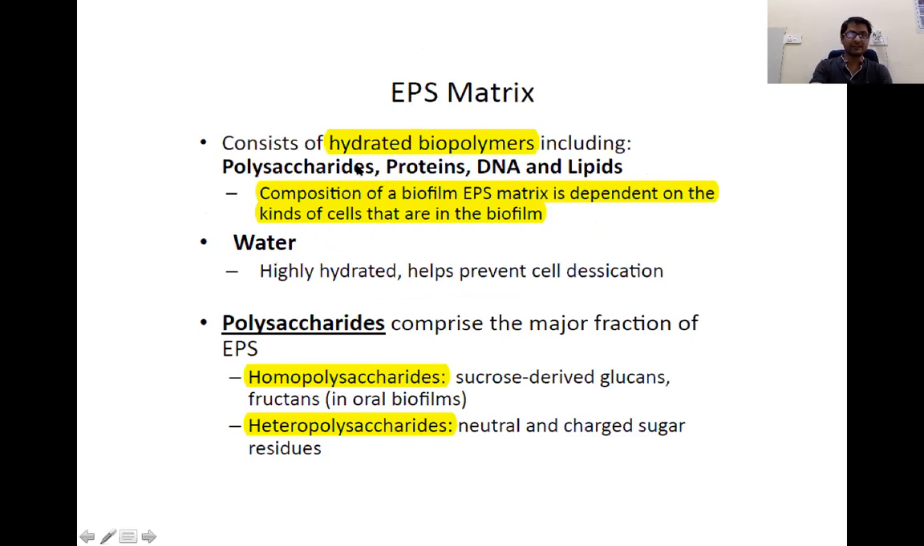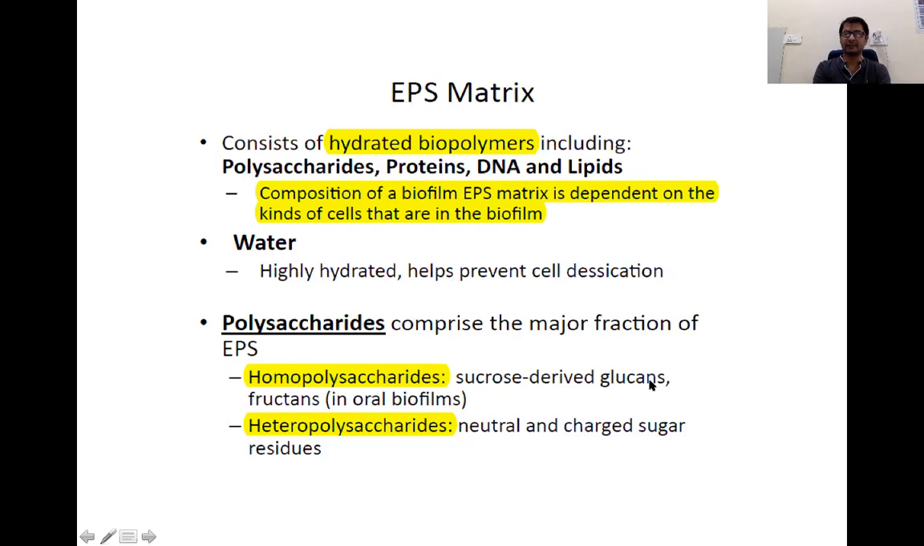EPS matrix consists of hydrated biopolymers including polysaccharides, proteins, DNA, and lipids, and then the water. Water is highly hydrated and helps prevent cell desiccation. There are two types of polysaccharide present in EPS. Homopolysaccharides, like sucrose-derived glycans.